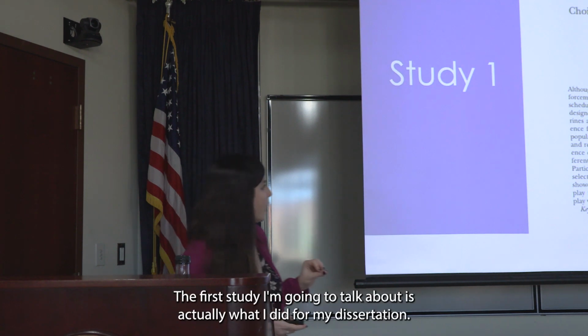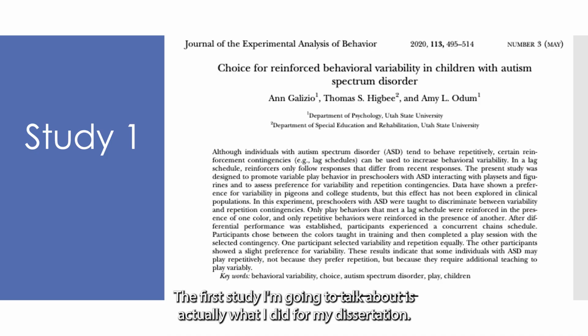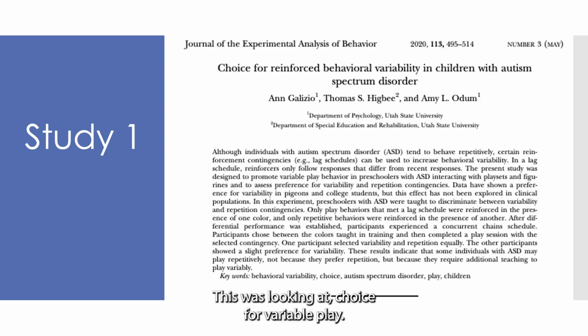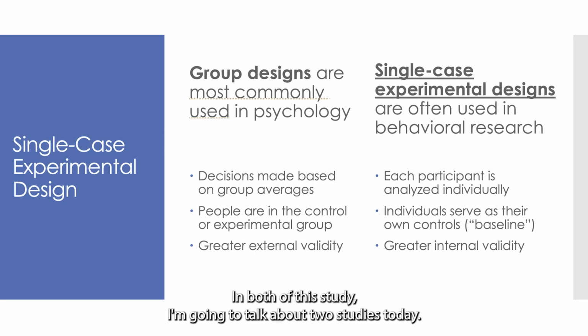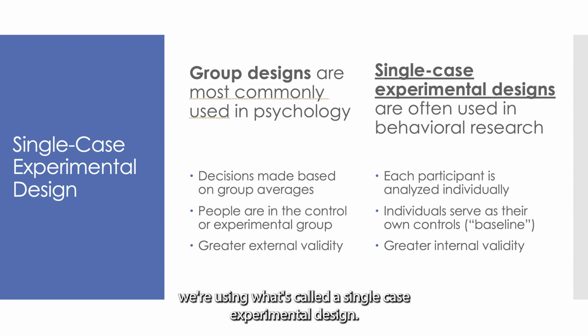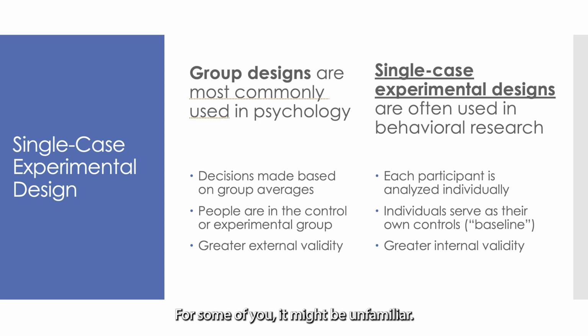The first study I'm going to talk about is actually what I did for my dissertation. This was looking at choice for variable play, and my subjects were autistic preschoolers, males in this case. In both of the studies, I'm going to talk about two studies today, but in both the studies I'm going to talk about, we're using what's called a single case experimental design. And this might be a term that's familiar for some of you, it might be unfamiliar. It's a less common experimental design in psychology.